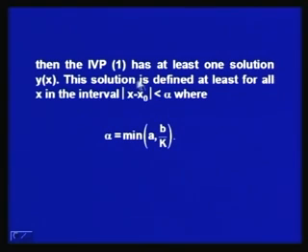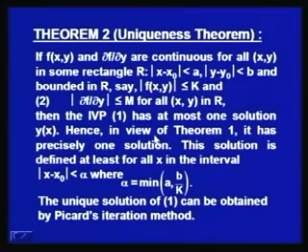Then the initial value problem has at least one solution y(x), and this solution is defined at least for all values of x in the interval |x − x₀| < α, where α is the minimum of a and b/k. So, that is to say, we can say that if the function f(x, y) in the initial value problem is continuous in some region of the xy plane containing the point (x₀, y₀), then the initial value problem has at least one solution.